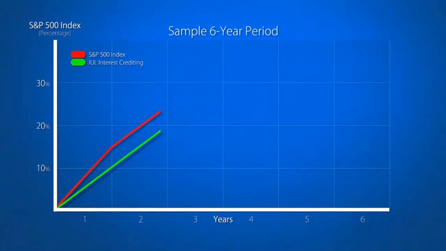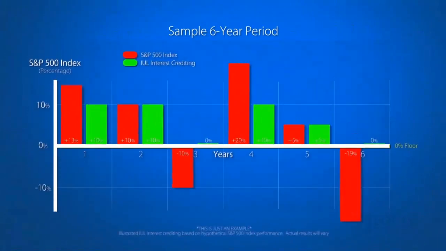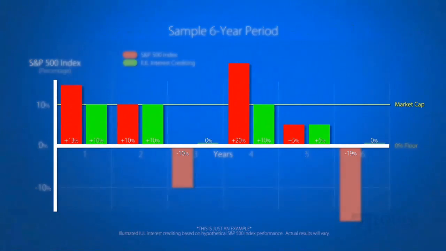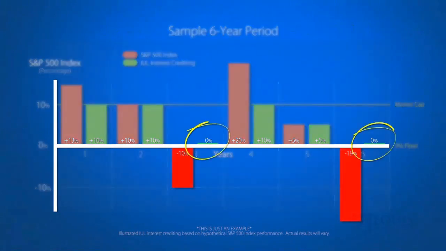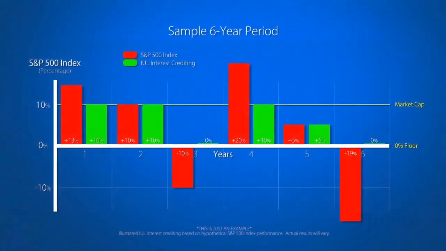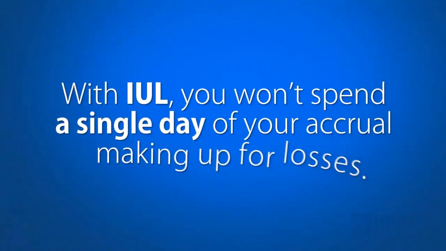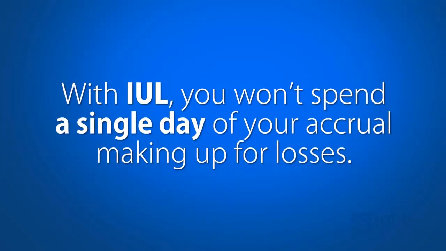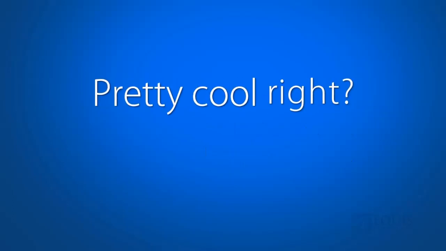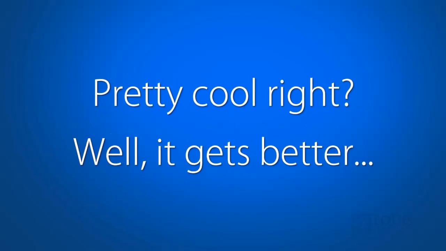Your IUL's performance directly reflects the performance of the stock market index while implementing a 0% floor and a market cap, usually around 10%. So your cash value participates in the growth of the market up to the cap and sits safely on the sidelines when the market goes down. You forego some of the upside to alleviate all of the downside. So, zero is your hero. With IUL, you won't spend a single day of your accrual making up for losses. Pretty cool, right? Well, it gets better.